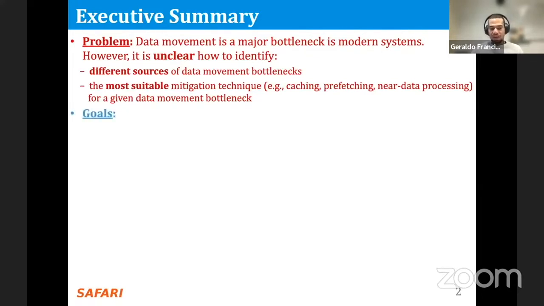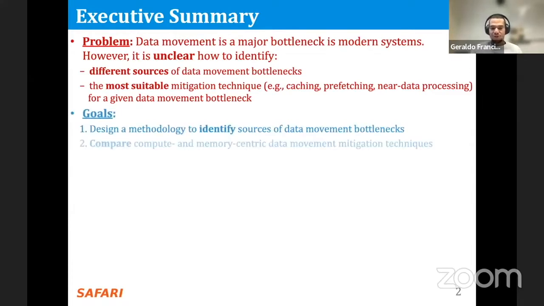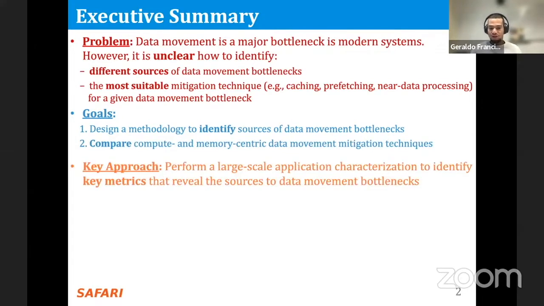Based on that, the goal of this work is twofold. First, we want to design a methodology that can identify the sources of data movement bottleneck in a given application, and also compare compute-centric and memory-centric data movement mitigation techniques. The key approach that we take is to perform a large-scale application characterization so we can identify key metrics that reveal the sources of data movement bottleneck. The main contributions of this work are four.